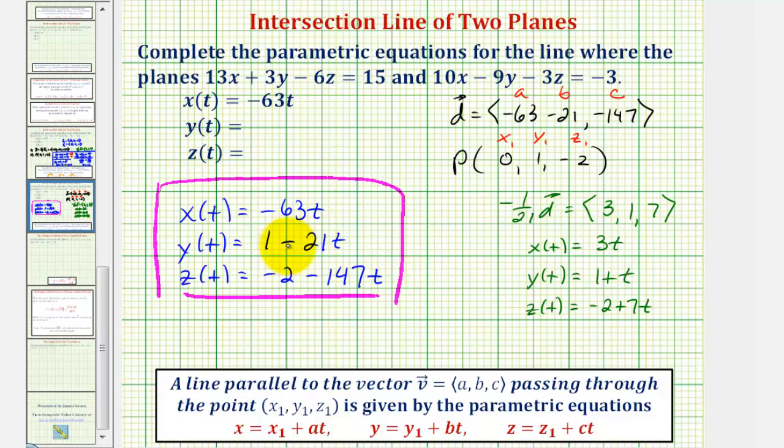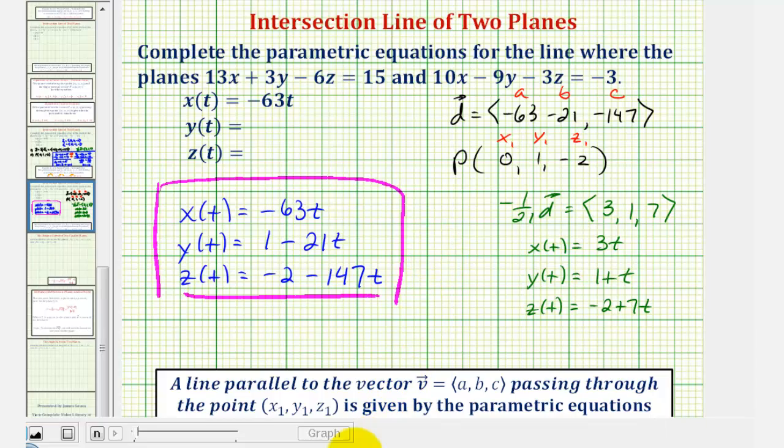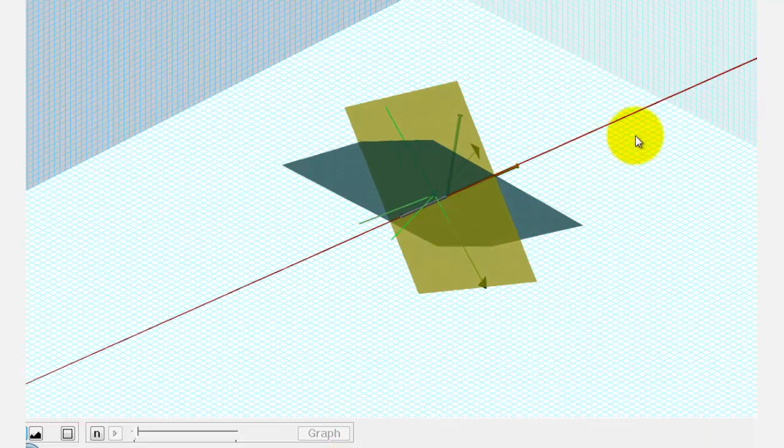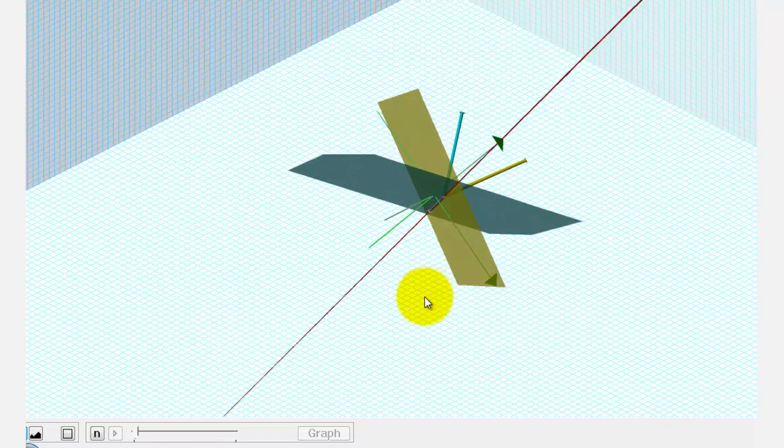These parametric equations would give us the same line. It's just that our homework system did ask us to enter the other parametric equations rather than these. And again, we just found the line of intersection of these two planes, which is graphed here in red.